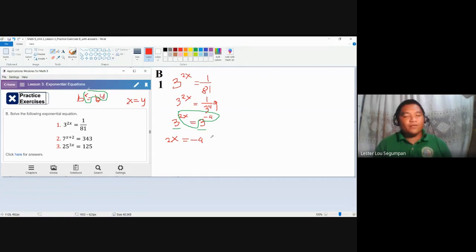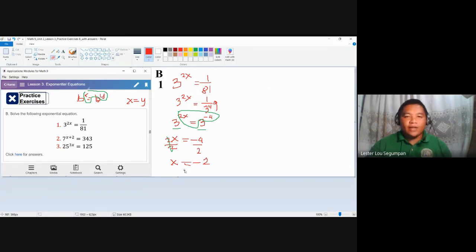But we are not looking for the value of 2x. We are looking for the value of x. So from an exponential equation, we now have a linear equation. And I believe all of you are familiar with solving linear equations. Simply solve for x, following the operations in solving a linear equation. So you divide both sides by 2 so that this will be canceled out. You also divide the other side by 2. So x is equal to negative 2.